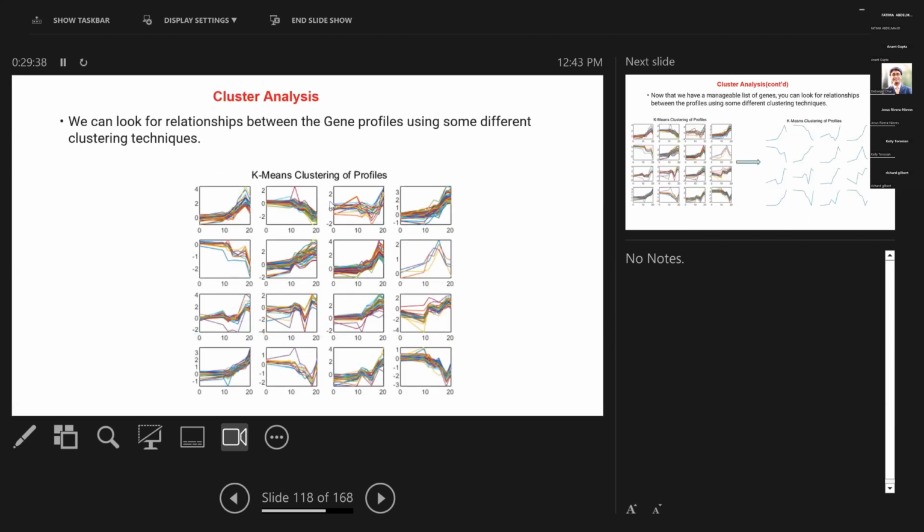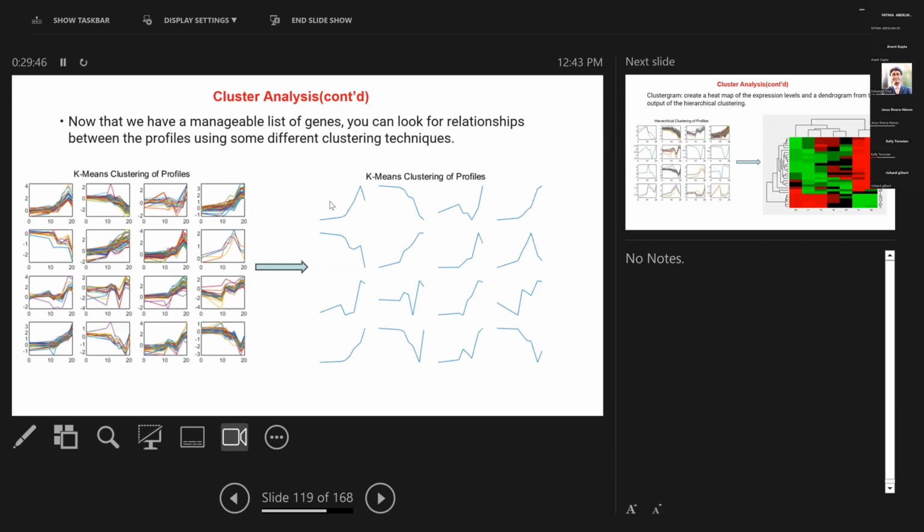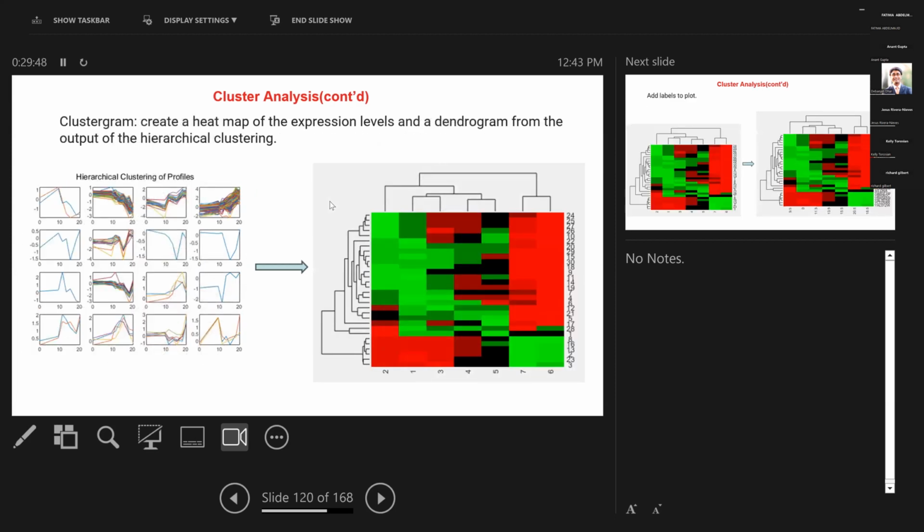You can use different machine learning methods to cluster the profiles of these genes. You can use k-means clustering, or you can get the centers of these clusters, or you can use what you typically use, hierarchical clustering. I've seen a lot of papers use that. And so you combine the dendrogram with the clustergram.